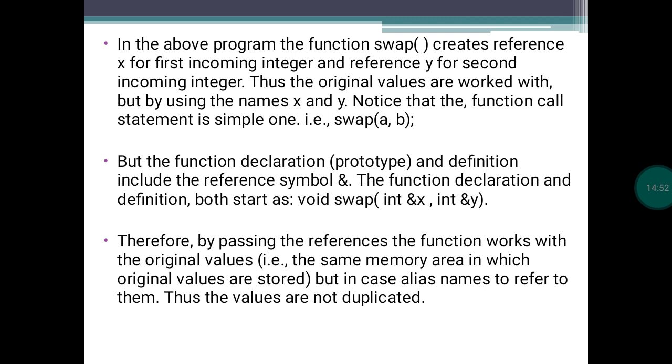Therefore, by passing the reference, the function works with the original values, the same memory area in which the original values are stored, but with alias names. So whatever values are in the original function, we are not going to duplicate anything. We are just going to use them. We are not using any duplicate values.